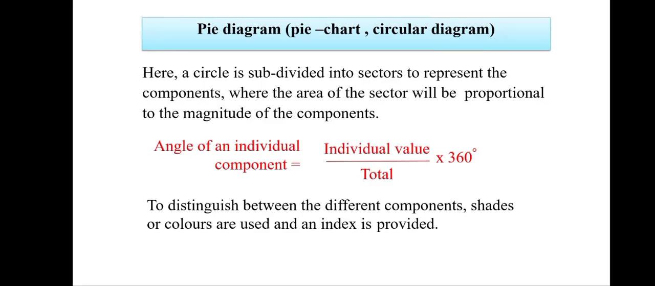Next, what is a pie diagram? It is also called a pie chart or circular diagram. Here, a circle is subdivided into sectors to represent the components, where the area of the sector will be proportional to the magnitude of the components. And we have the formula to calculate the angle: individual value divided by total, multiplied by 360 degrees, because we know that the total is 360 degrees.